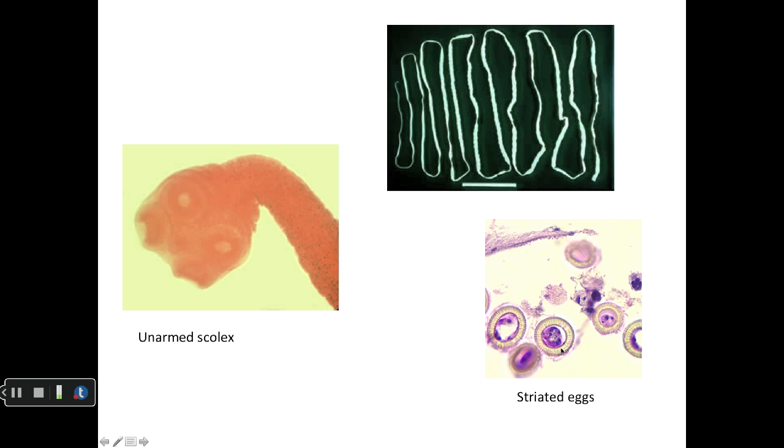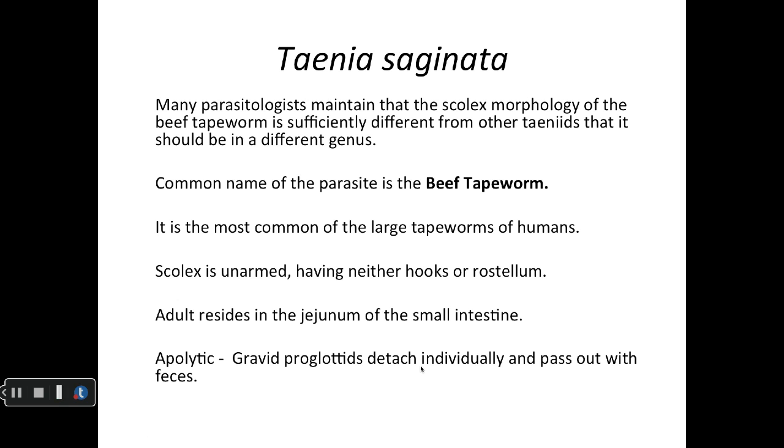And in this image here, you can see the striated eggs that I mentioned earlier, so that the eggshell of the Taenia is quite thick, and you do have these striations. And inside, you have the hexacanth embryo. So again, Taenia saginata, Taenia solium, Taenia pisiformis, all the Taenia have basically identical looking eggs morphologically.